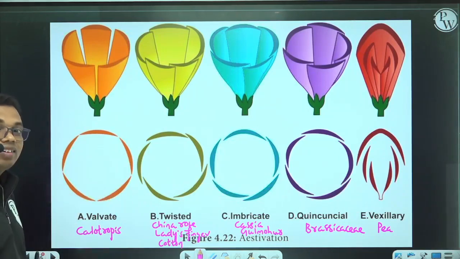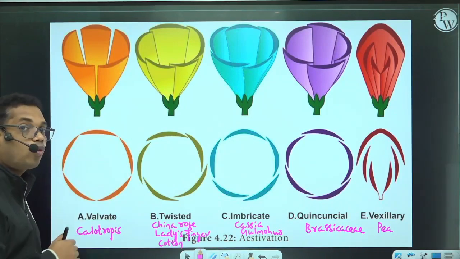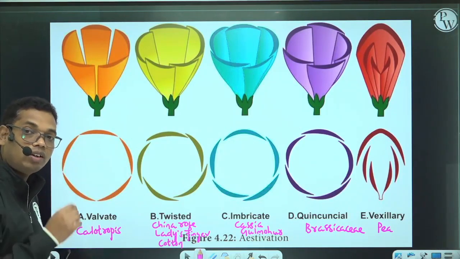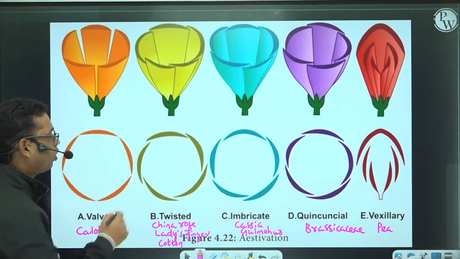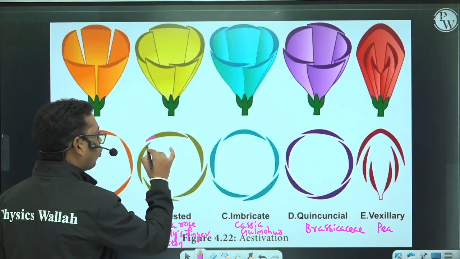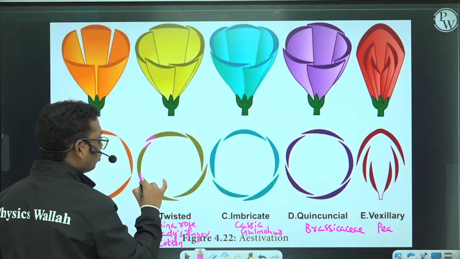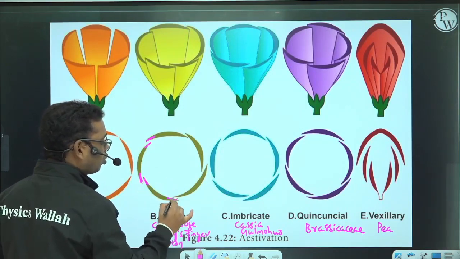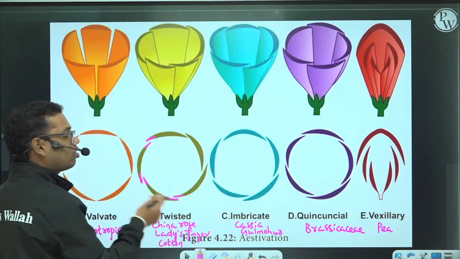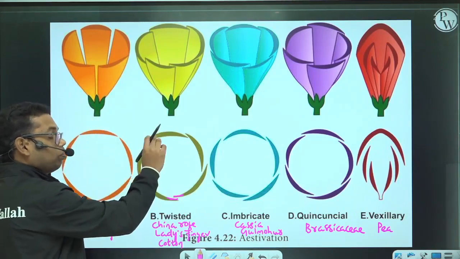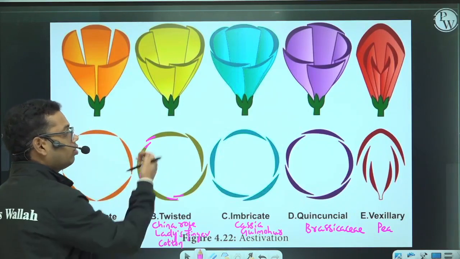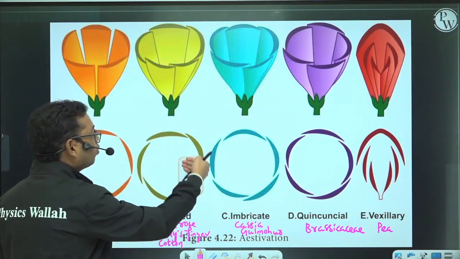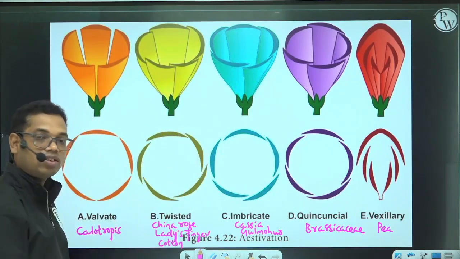What about twisted? In case of twisted, there will be overlapping in a particular direction, in an orderly way. You can see this margin is overlapping this margin, which is overlapping this margin, which is overlapping this margin. Here one margin of one sepal is overlapping the margin of another sepal, and this type of estivation is called twisted estivation.